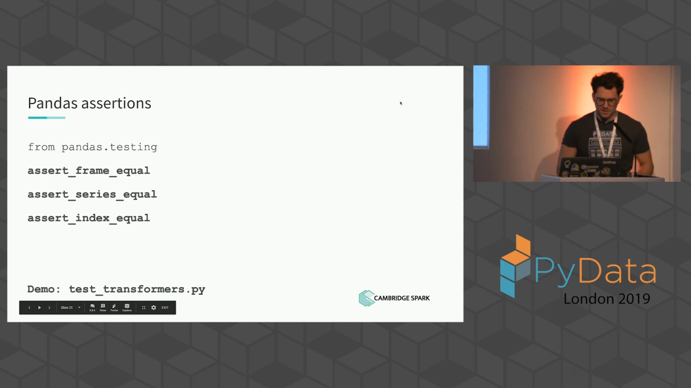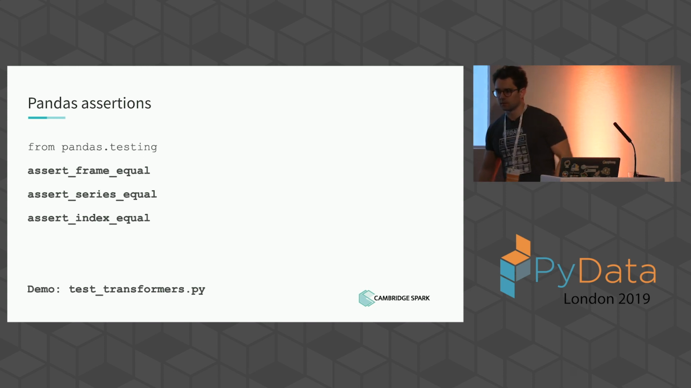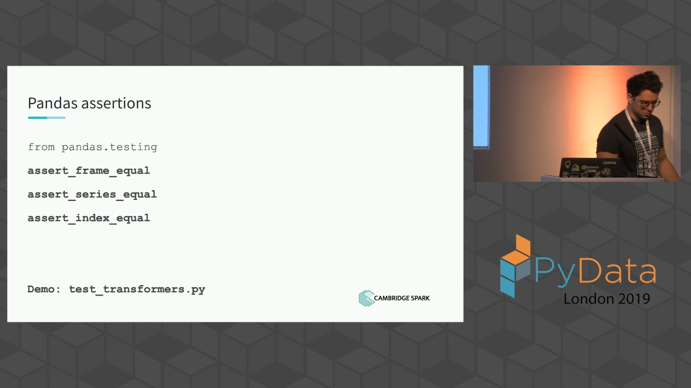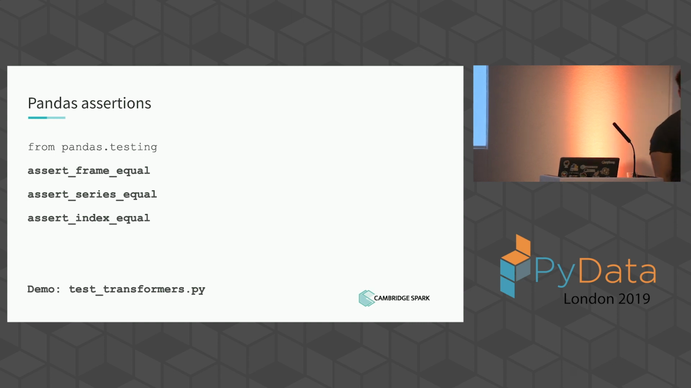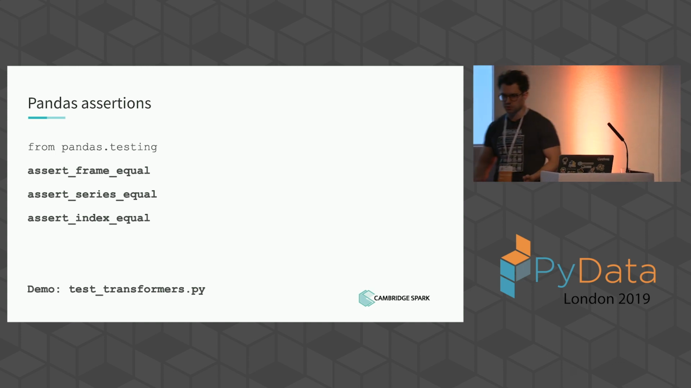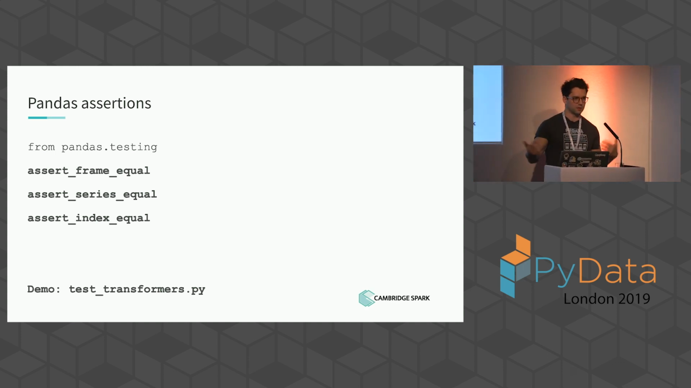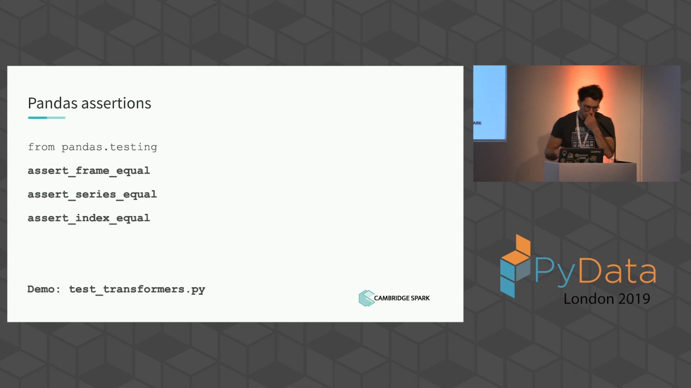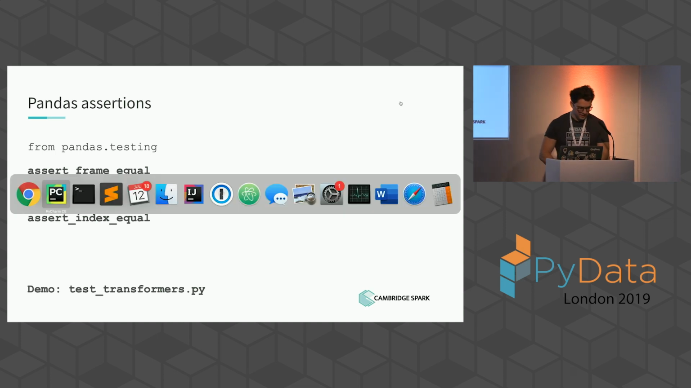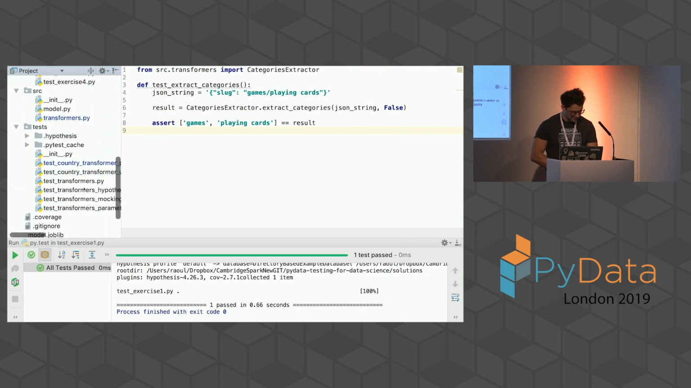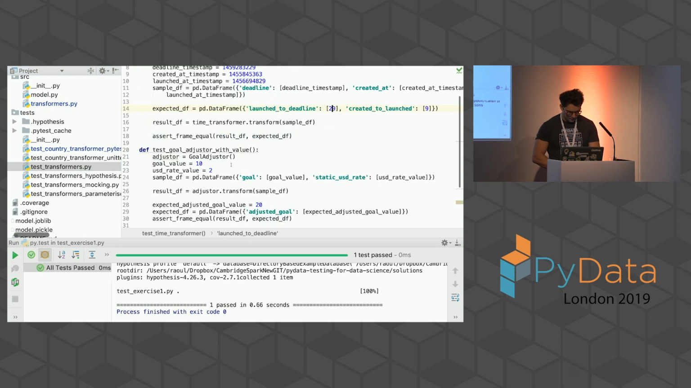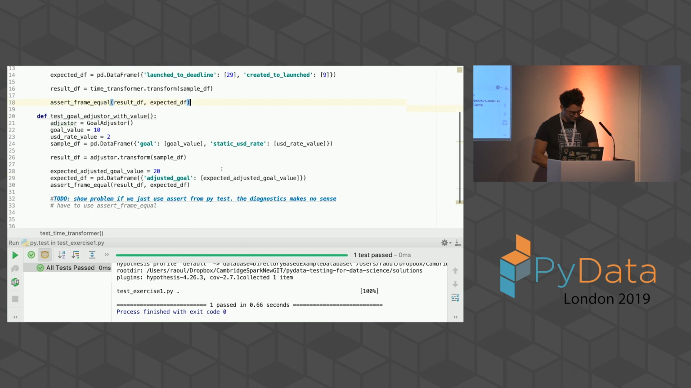So the first thing is pandas. So far, my extract categories function was returning a list. That's easy. That's supported by PyTest. The assert function can compare and do an equality test with a list. Well, with pandas, things are slightly different, right? So let's look at an example where I've got a test.